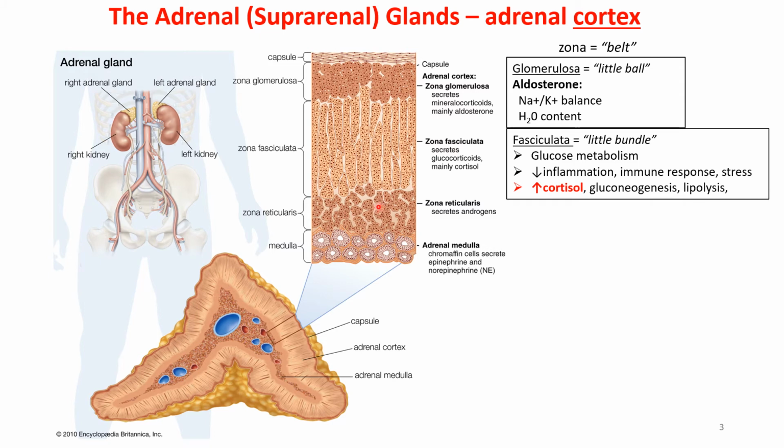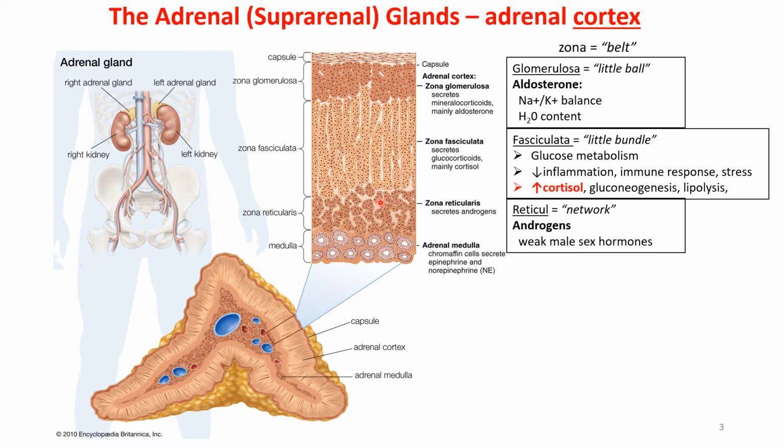This third and deepest layer is called the zona reticularis. And reticule means network, so you're going to see more of a network of these cells down here in this deeper layer. And it's in here that we're going to be producing androgens. And androgens are the sex hormones.